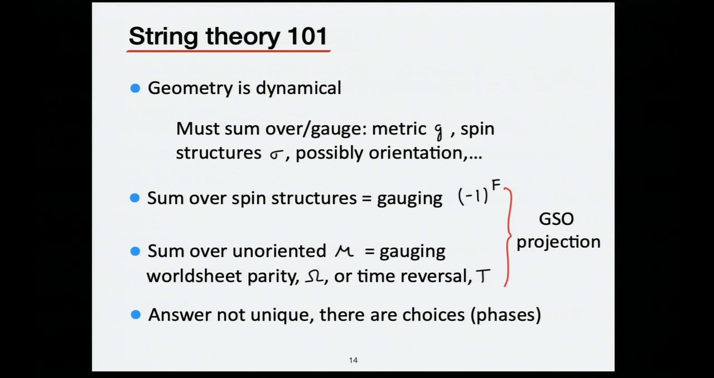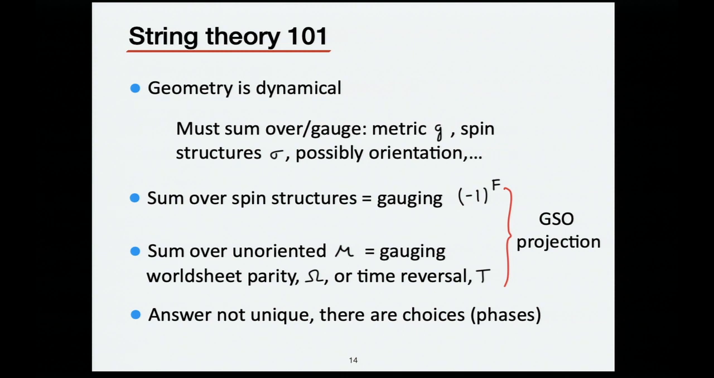And the way we will realize this is by adding these lines on our 2D manifold that will effectively create a projector for this symmetry. And again, when we sum over unoriented surfaces, this is the same as gauging the worldsheet parity, which is how we talk about it in string theory textbooks. But from the point of view of SPTs, it will be more natural to think about time reversal. So gauging time reversal is putting the string on the boundary. And I will refer to both of these things collectively as GSO projections.